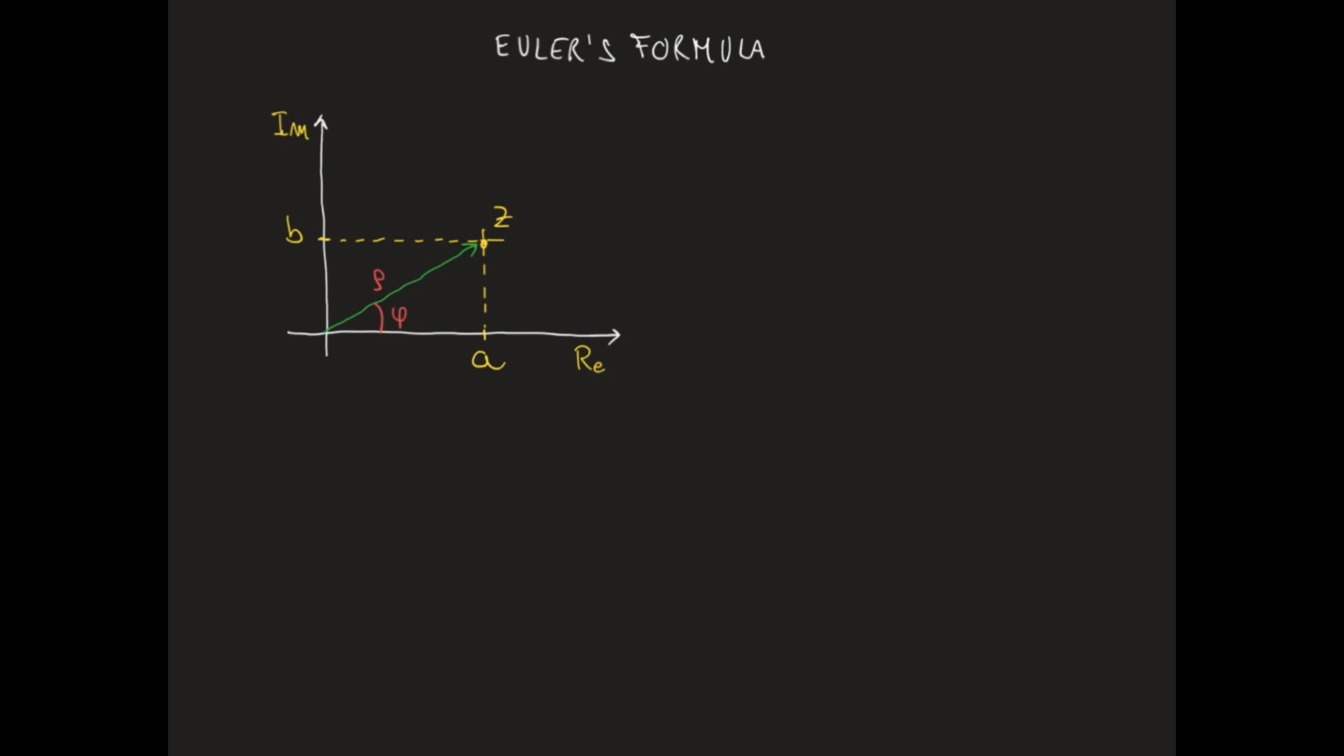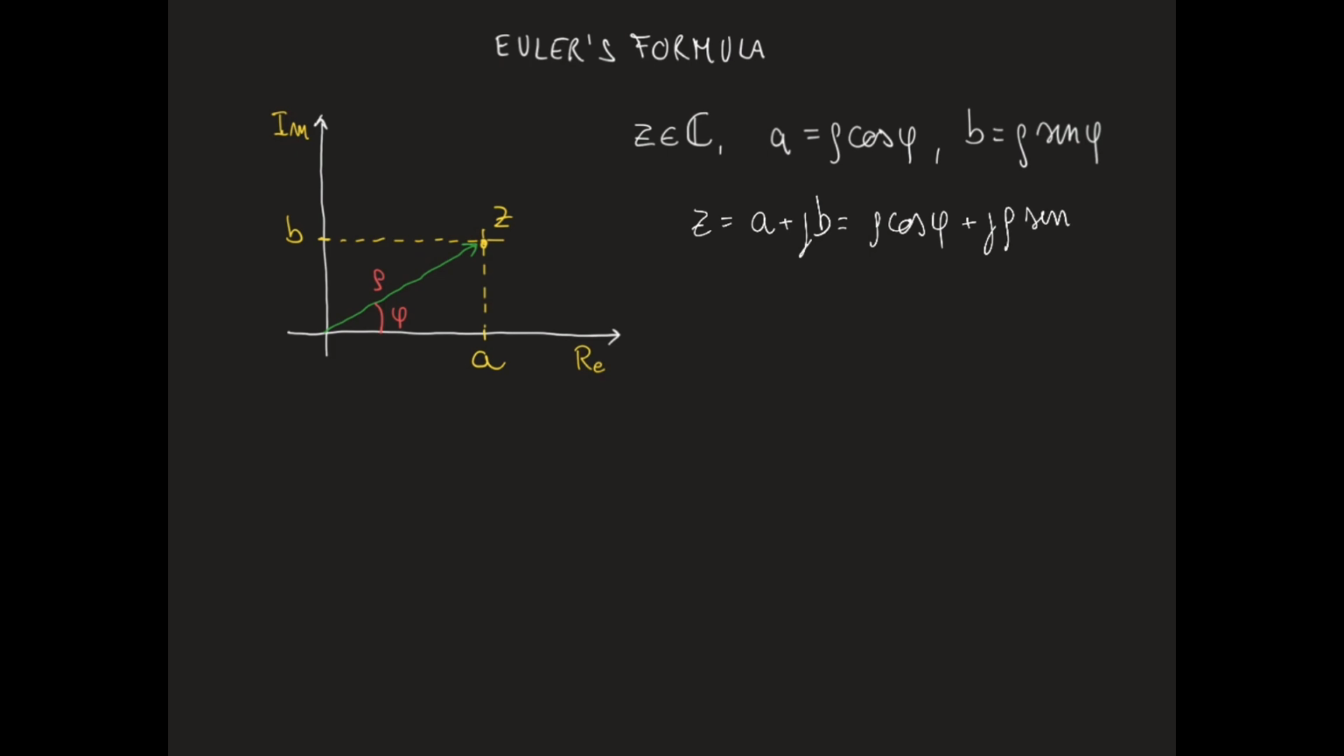Now we found out that the real and imaginary part of a complex number can be expressed as a function of the modulus and the phase of the same number as a equal to the modulus rho times the cosine of phi and b equal to rho times the sine of the phase phi. Now, according to the Cartesian representation of a complex number, z can be written as a plus jb, or, taking into account the expression of a and b as a function of the modulus and the phase of the complex number, rho cosine of phi plus j rho the sine of phi.